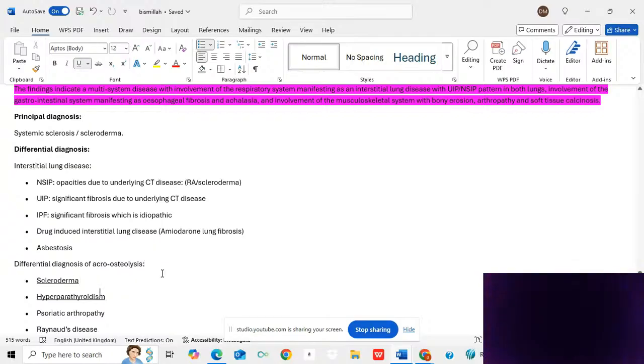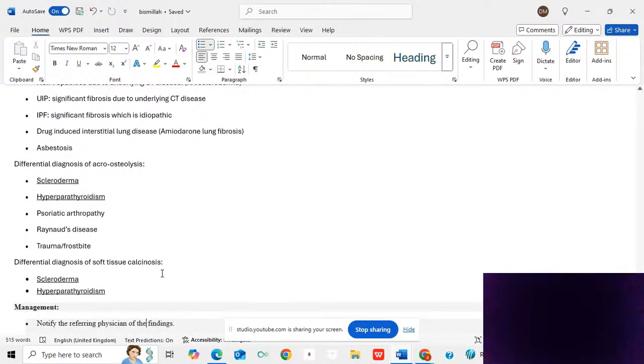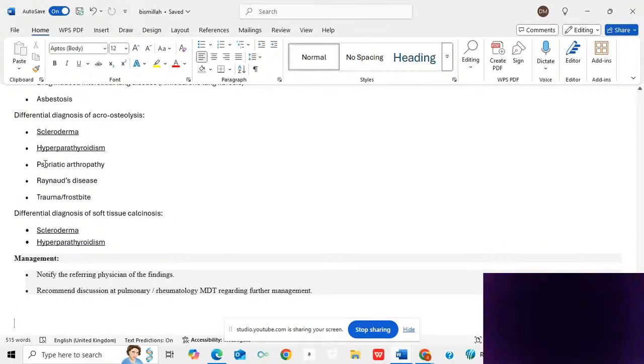Differential diagnosis of acroosteolysis. It's very important. The first one to come is scleroderma, then hyperparathyroidism, then psoriasis and Raynaud's, then trauma and frostbite. Again, scleroderma and hyperparathyroidism, then psoriasis and Raynaud's, then trauma and frostbite. The differential diagnosis of soft tissue calcinosis is scleroderma and hyperparathyroidism.